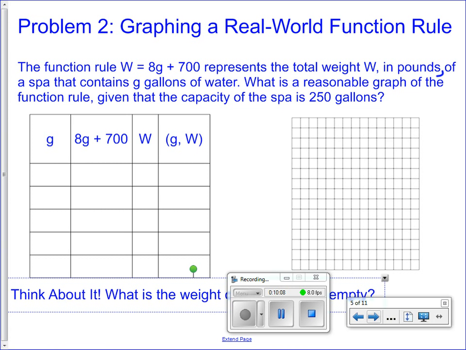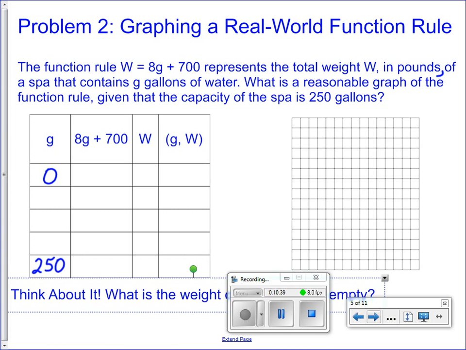Okay. The capacity of the spa is 250 gallons. So that is as high as we can go. And so I'm going to choose that for one value of g. And then we could also not have any water in it, so I'm going to choose 0. We can't have a negative amount of water, so that doesn't make sense.